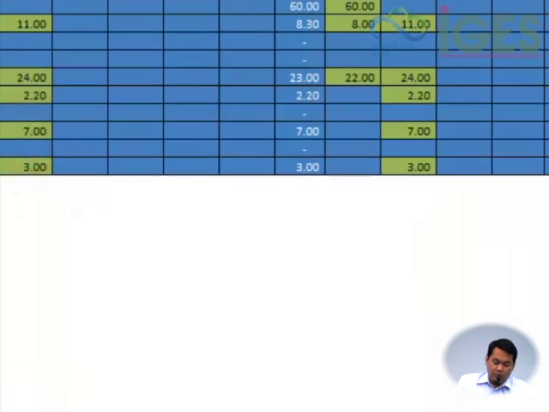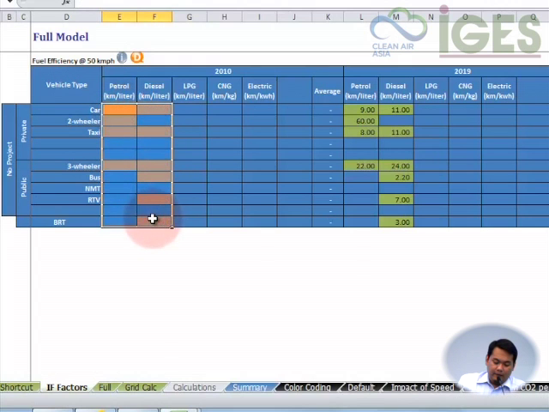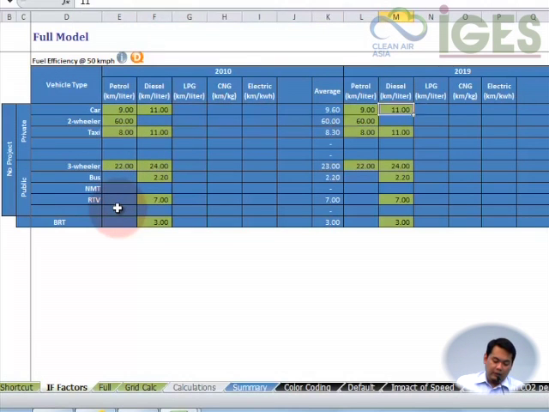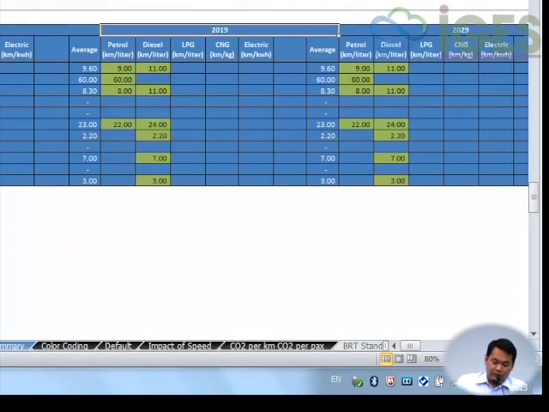Okay, let me just go back here again. We go to the home page and fuel efficiency. Okay, if these were empty, these were actually going to be orange cells. Again, it prompts you to input correctly in places that you need to input, and you don't need to worry about the blue cells since these are not indicated in your fuel split, your technology splits, and in your modes. Okay, so it calculates averages.